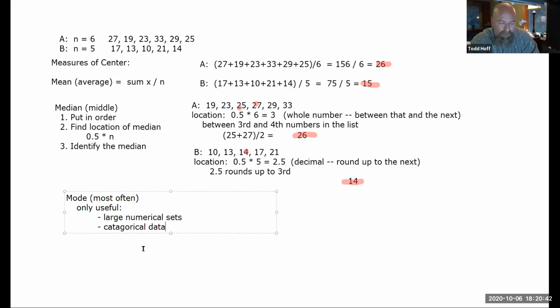Looking at the favorite color, we can't find the mean or the median of red, green, and blue, but we can find which one occurs the most often. It was green in that set that we just looked at. So let's take a look then at measures of variability.